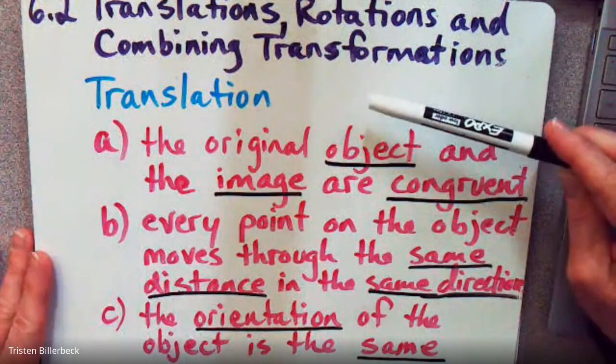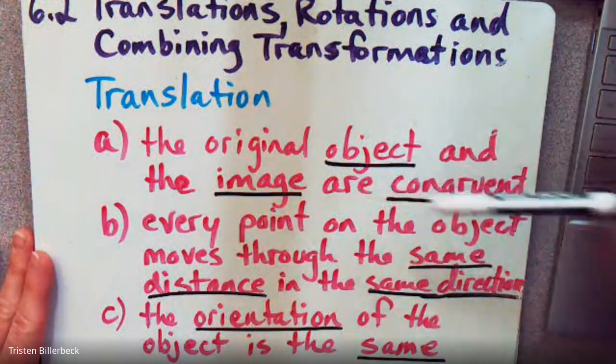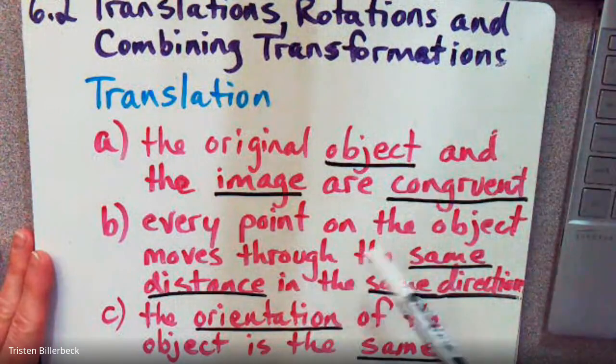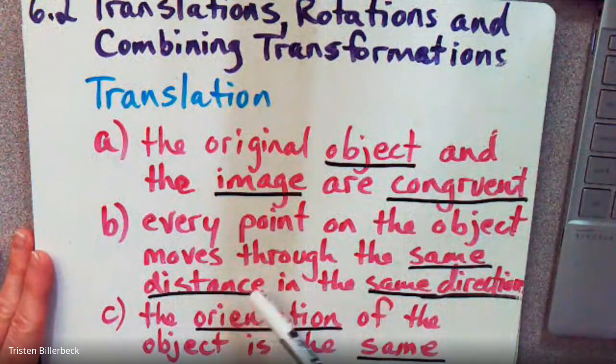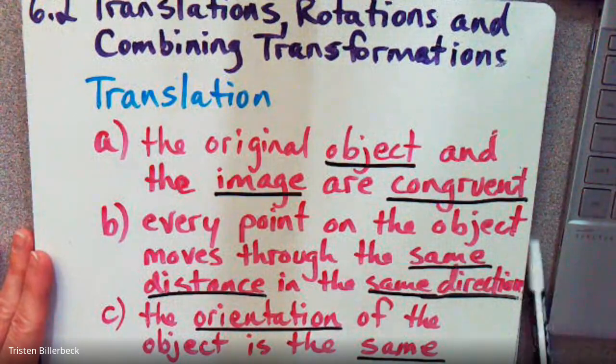In a translation, the original object and the image are congruent. Every point on the object moves through the same distance in the same direction. The orientation of the object is the same. So let's take a look at what that looks like.